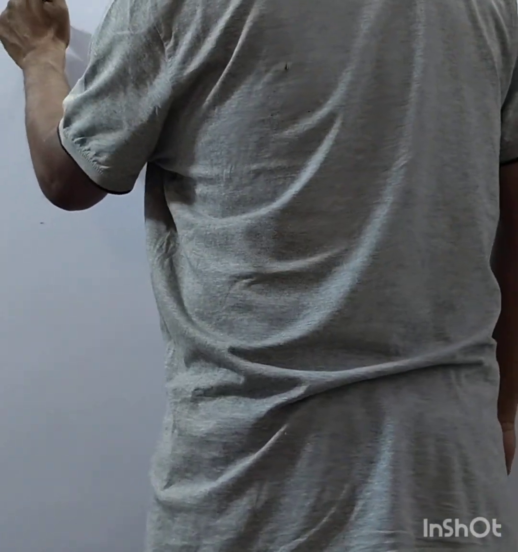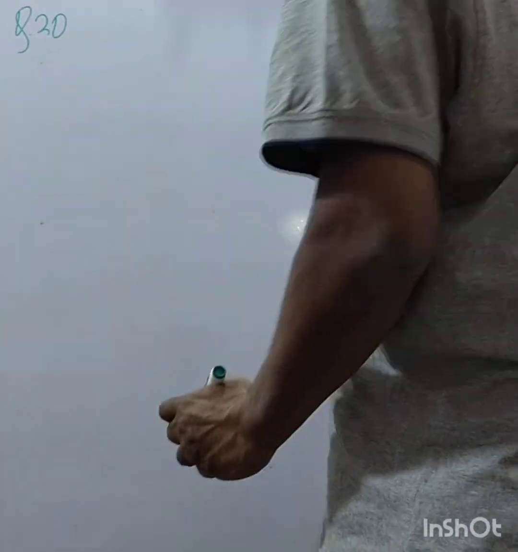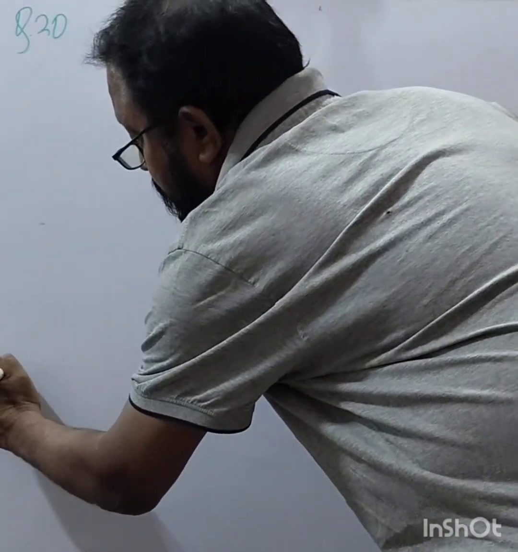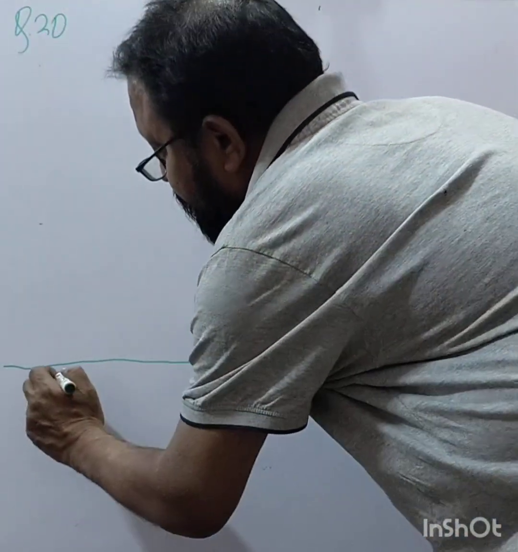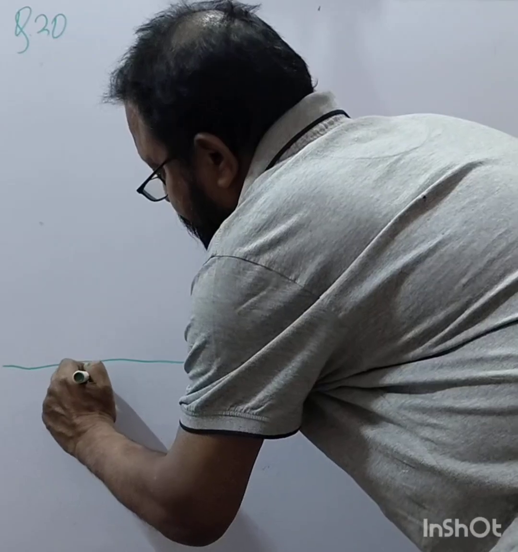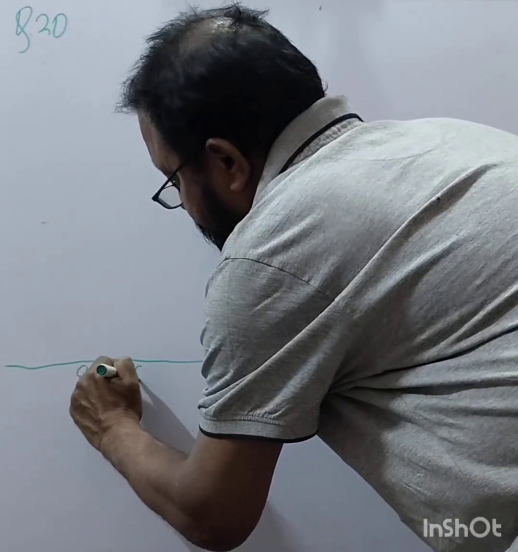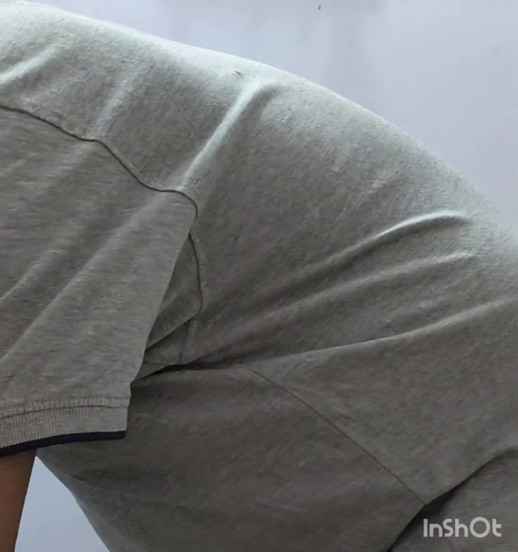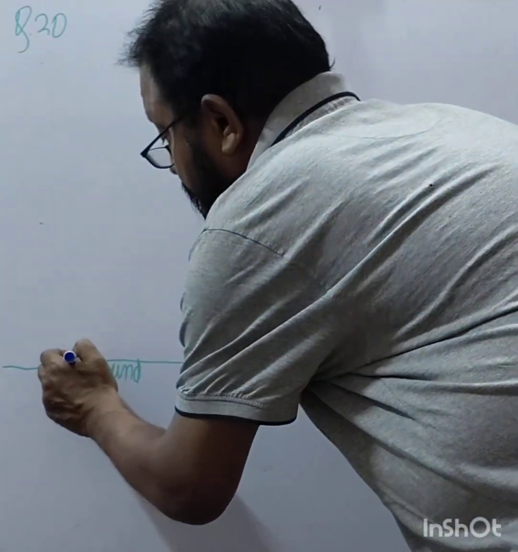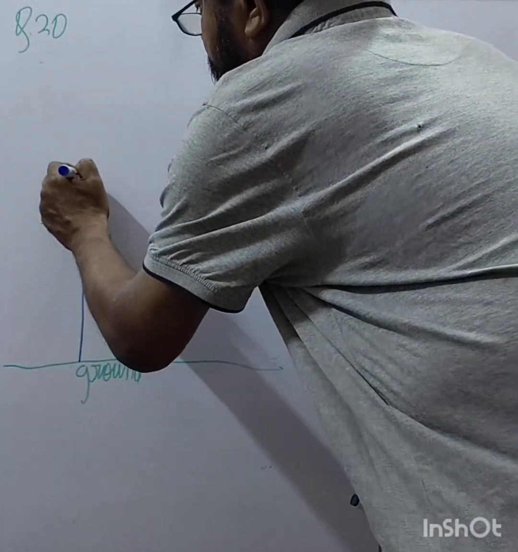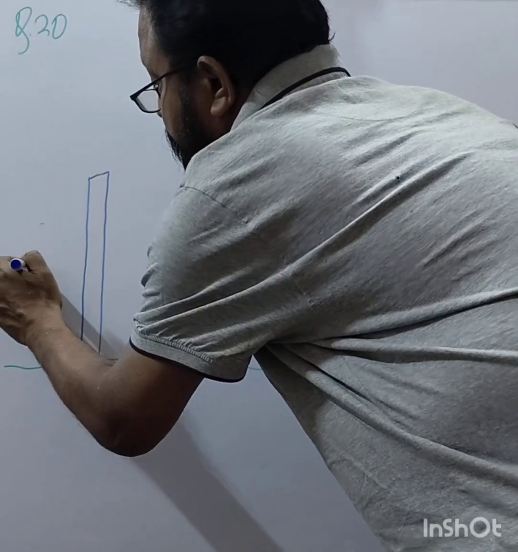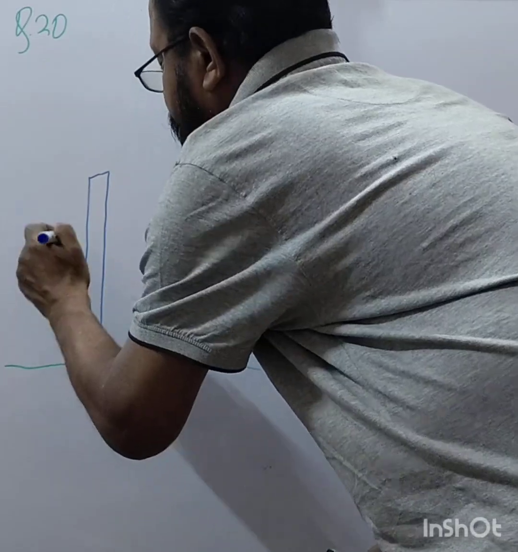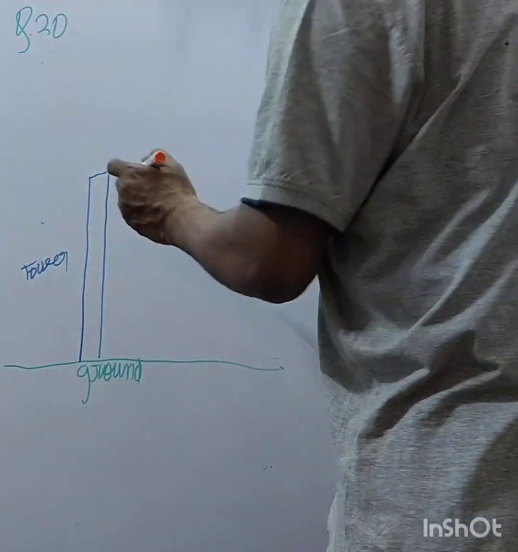A ball is thrown vertically upwards. There is a ground like this. This is the ground, and there is a building. It's a tower. There is a tower like this. This is the tower. Okay. Now a ball is thrown.